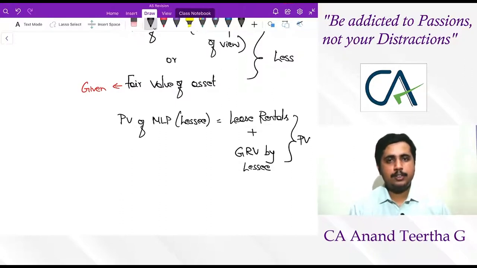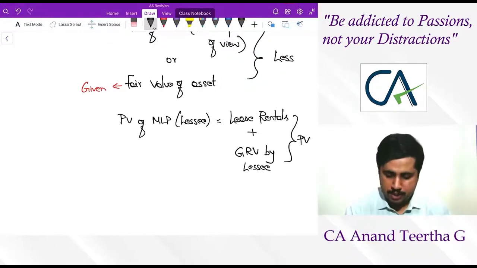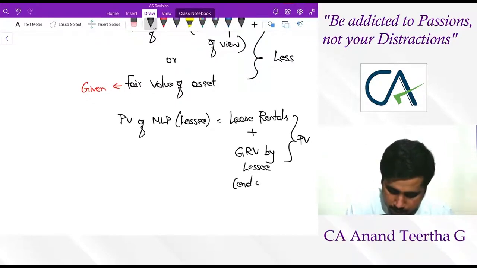Now the point is, what do we mean by lease rentals? We have already seen the periodic payments. What the lessee is going to pay to the lessor is lease rentals. What is guaranteed residual value? If lessee promises any residual value to lessor, as a part of agreement, then it is called guaranteed residual value. So lessee may give a guarantee. It doesn't mean that lessee will give it. Lessee may promise payment of certain realizable value to lessor at the end of lease term. So this comes at the end of lease term.